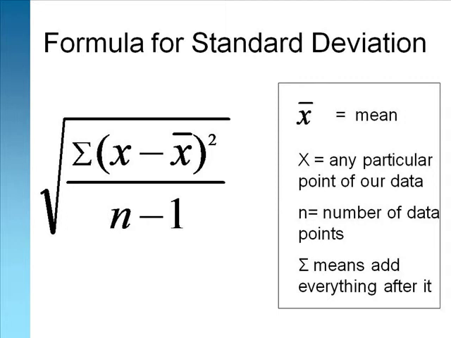Here is a formula for standard deviation. If our data represents test scores, then the formula is read: the square root of the sum of the squared differences of each score and the mean of the scores, divided by the number of total scores minus 1.